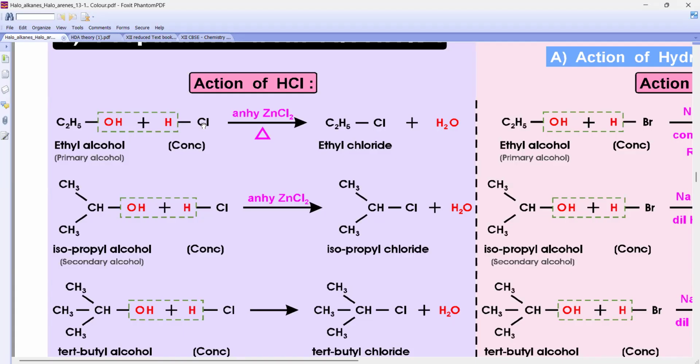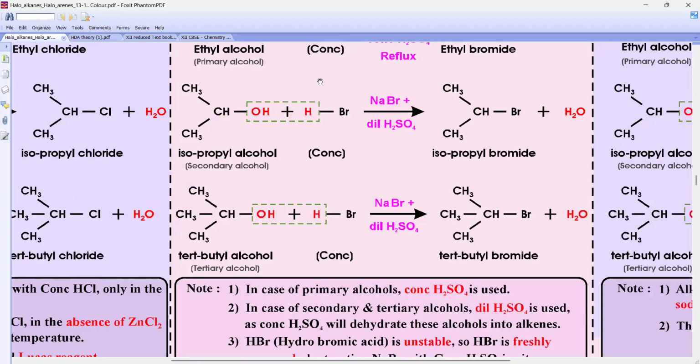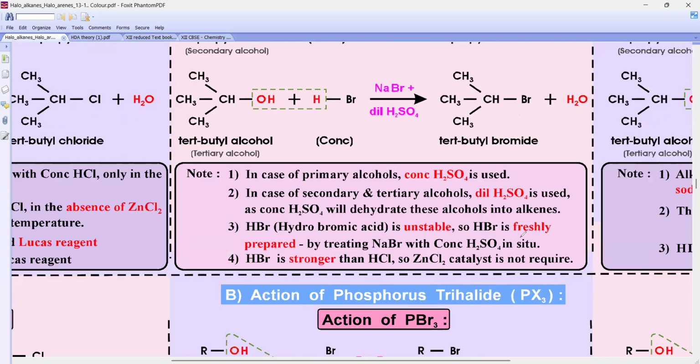So now I want to do the same reaction with HBr. But I cannot prepare HBr and store it, so I will prepare it freshly, during the reaction. Anything which is prepared freshly during the reaction, what do we call it? In situ. What is in situ? Look here.